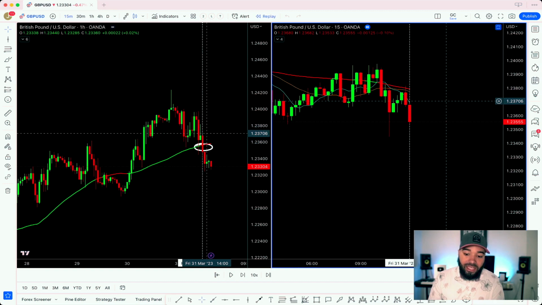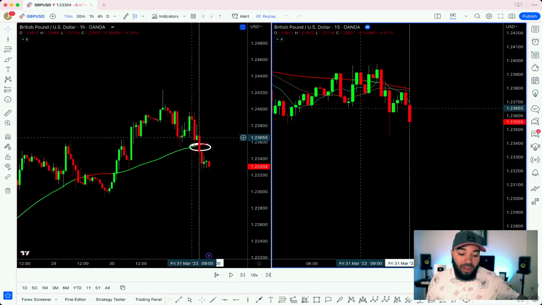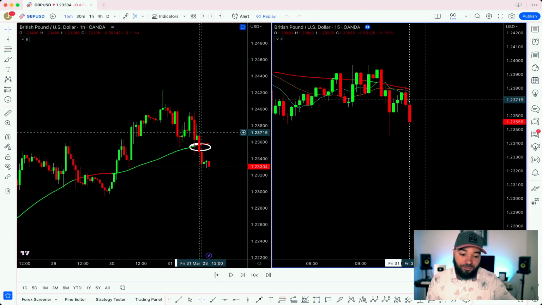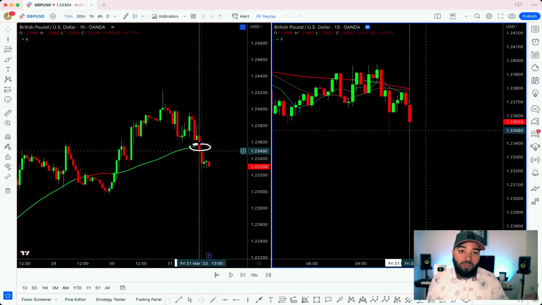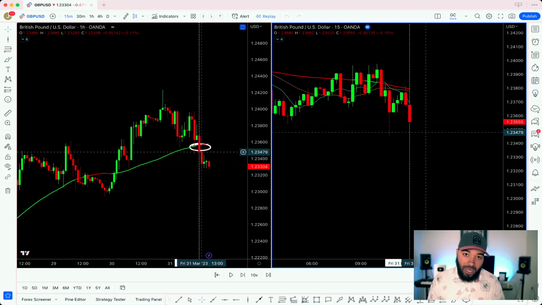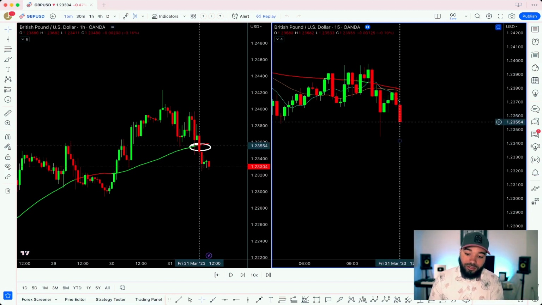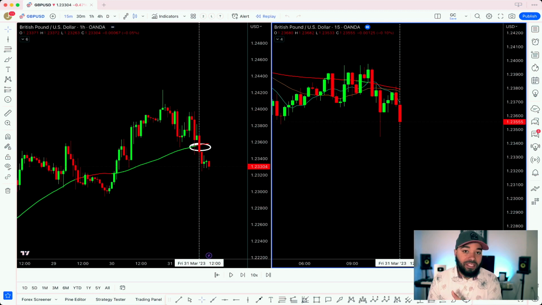So as soon as you get the candle to close, but understand the 1 hour has to close first. The 1 hour, you have to see a 1 hour candle close below the 50 moving average. You know what I'm saying? You have to see a candle close below the 50 moving average on the 1 hour first. Then you see that 15-minute candle close. Boom. I want you guys to enter the trade.